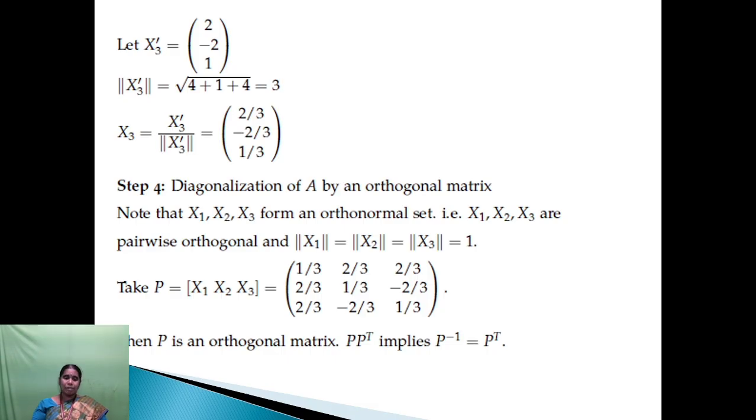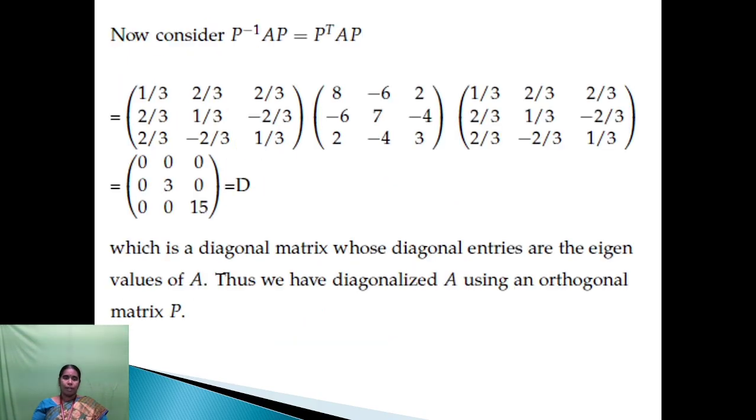By taking P equal to x1, x2, x3, that is the modal matrix with entries 1 by 3, 2 by 3, etc., P is an orthogonal matrix. So P inverse is nothing but P transpose. Now consider P inverse AP, which is nothing but P transpose AP. We already calculated P. So take the transpose first, then the given matrix A, then the matrix P.